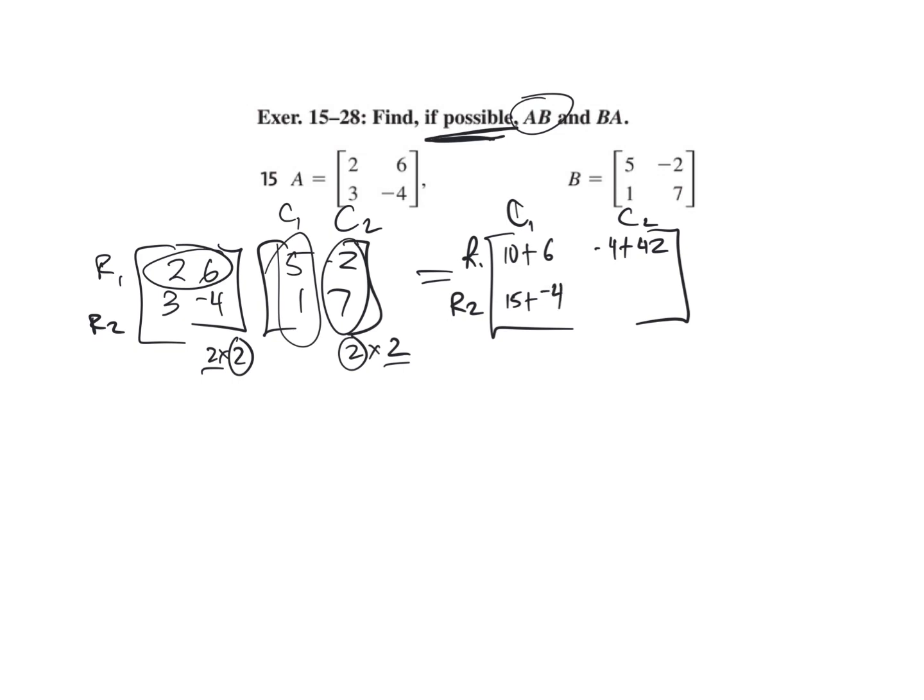Then we do row 2, column 2. 3 times negative 2 is negative 6. And negative 4 times 7 is negative 28. So what do we have for an answer? I'm going to put it up here because we're going to run out of room.